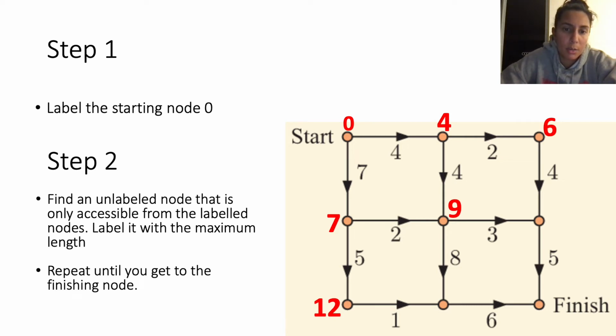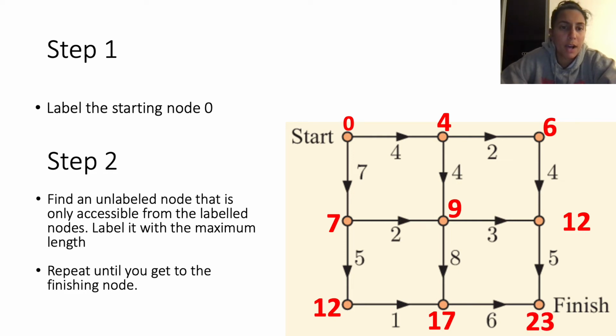And then we go to our next lot of unlabeled nodes, which will be these 2 here, which again we'll have 2 choices for both of them. So here I'll have 12 plus 1, which will give me 13, or 9 plus 8, which will give me 17. So I would go with the 17. And here I've got 6 plus 4, which would give me 10, or 9 plus 3, which would give me the larger value of 12. And then I finally get to my finishing node, and again I've got 2 choices. So I've got 17 plus 6, or 12 plus 5, and it will be 17 plus 6, which will give me a value of 23. So that means that the longest path in this network is 23, whatever the units are.